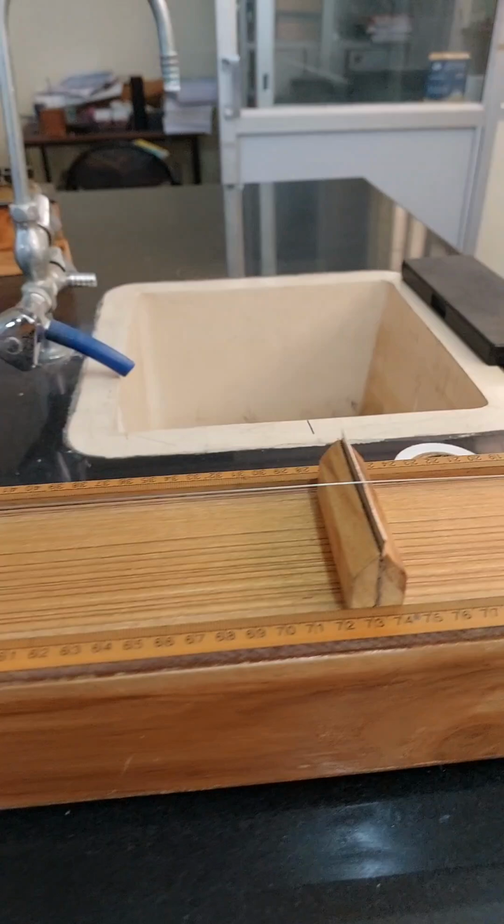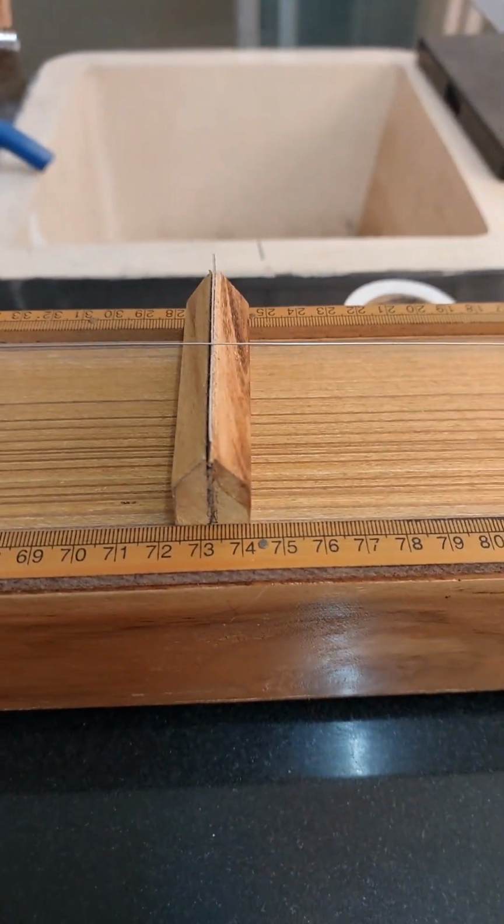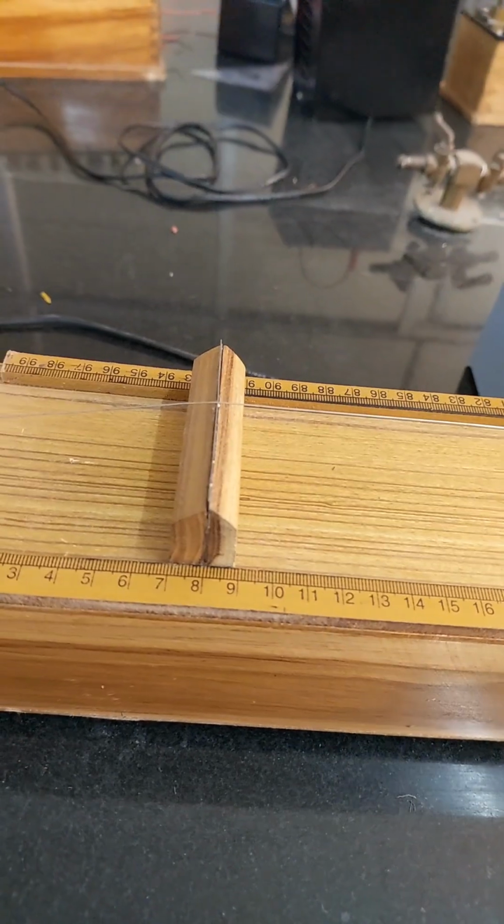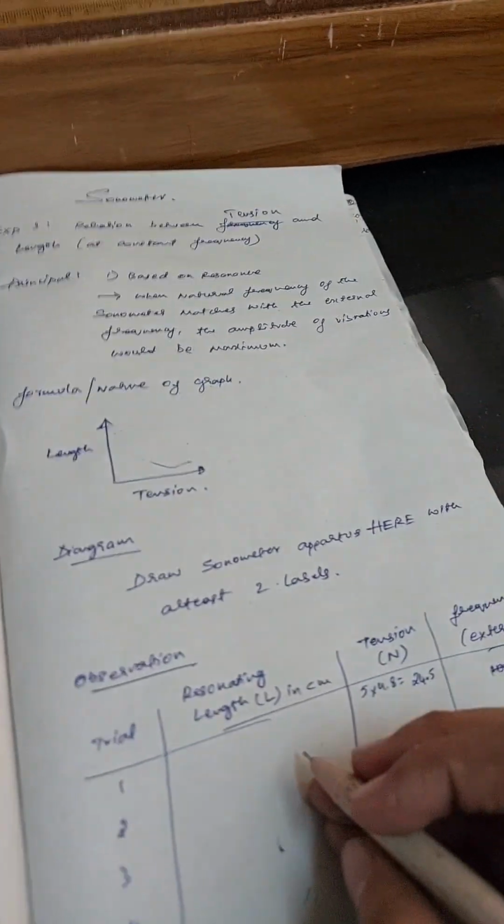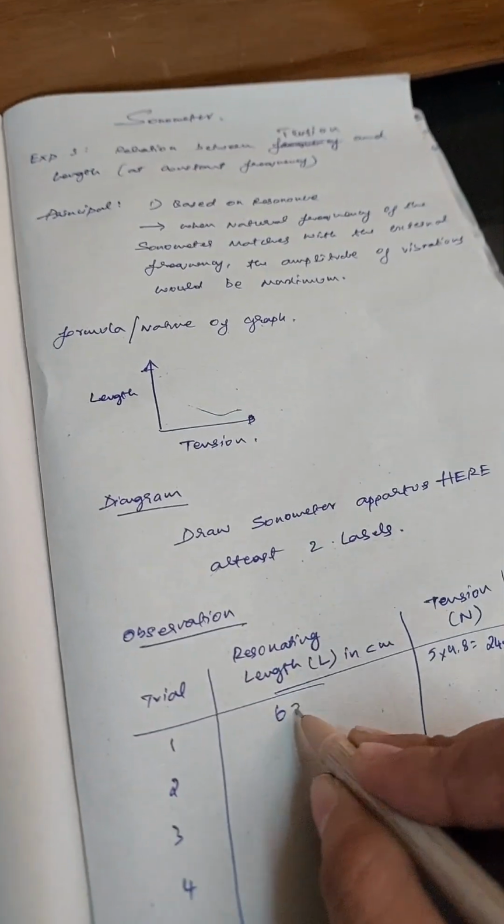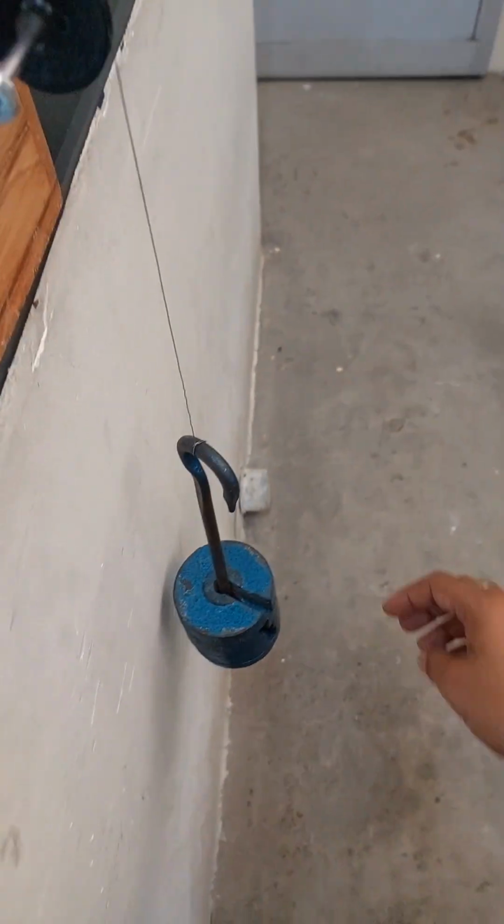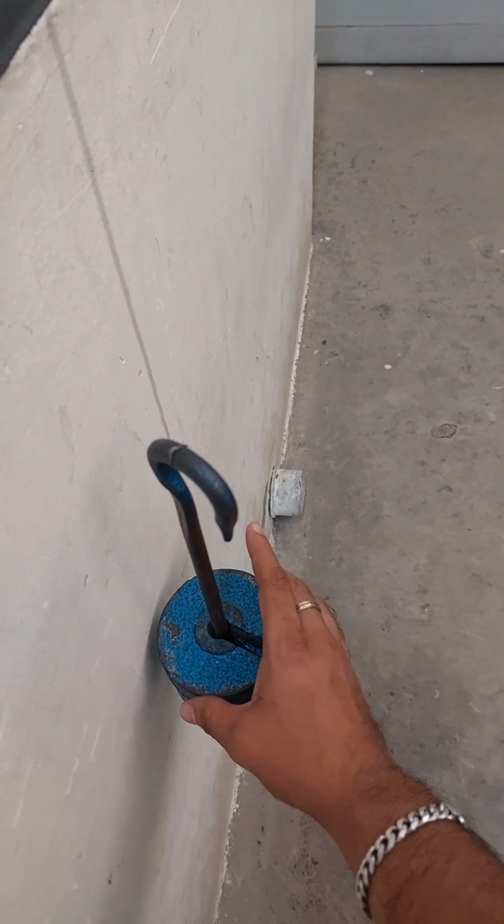So now let me record the length, resonating length. This is at 73.2 and that's at 8. So it's approximately 73 minus 8, so around 65 centimeter is what I'll get as the resonating length. Now for the next reading, what you have to do is basically take out one slotted weight.